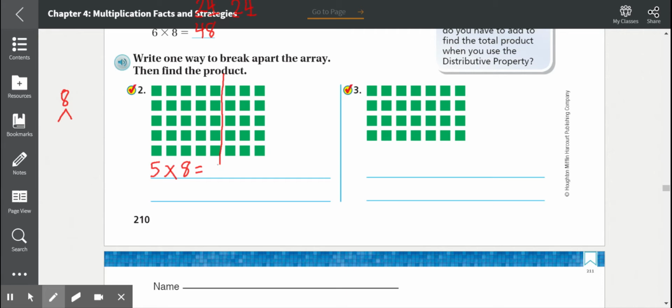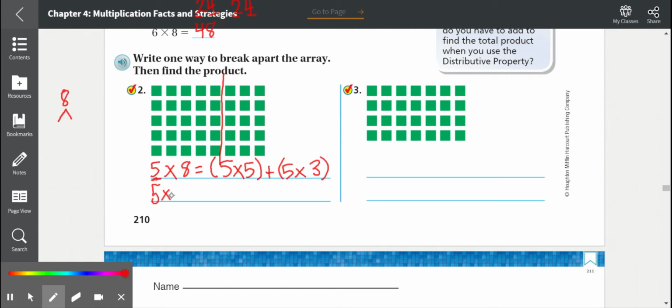Okay. So now I'm going to draw these parentheses. So what's this new array over here? The 5 didn't change, remember. So we have 5 times 1, 2, 3, 4, 5. So our first one is 5 times 5 plus this one is 5 times 3. Okay, now let's solve. So we're solving for 5 times 8, so we write it again.